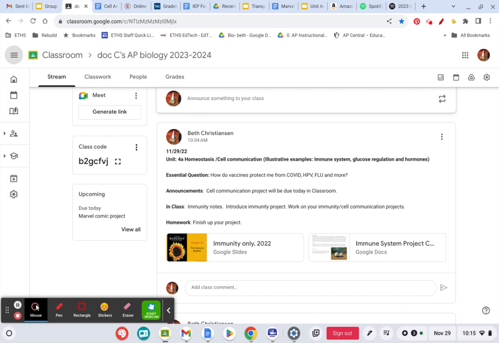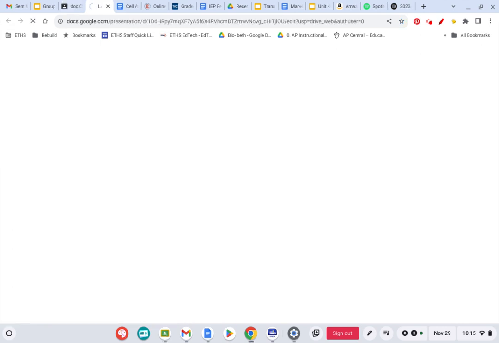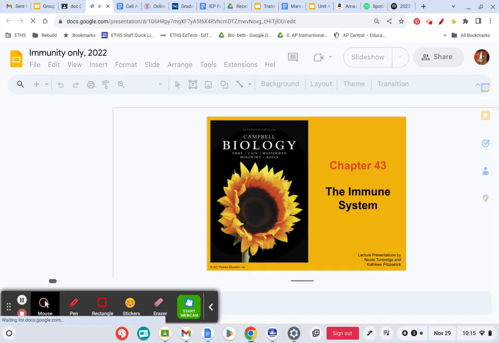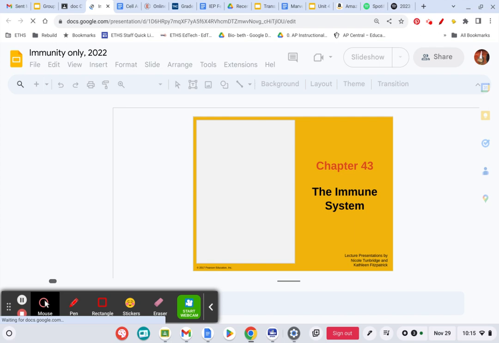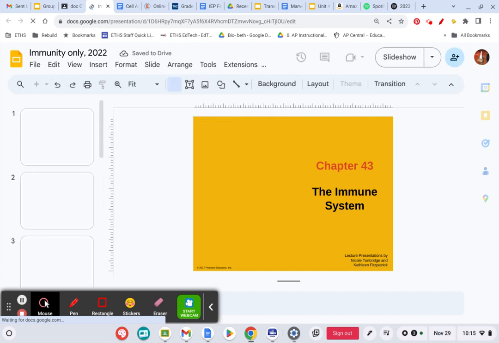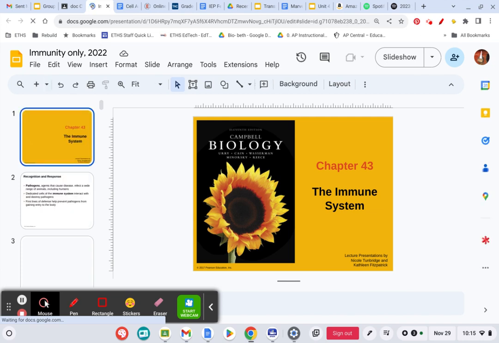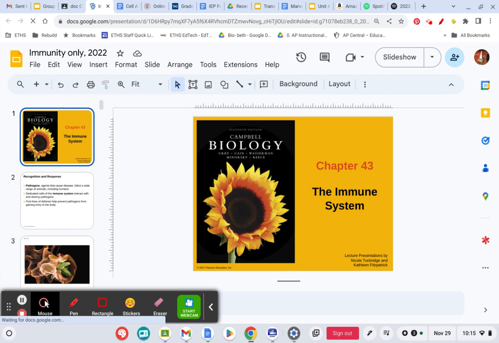So let's start off with immunity. It's one of those units where the irony is that the AP Board, College Board made it an illustrative example. We talked about illustrative examples before. Remember what those are? It's a fancy way of saying good examples of homeostasis. Back in the day, we were talking about homeostasis and we had a project on that. And now we need to talk about some illustrative examples, and the immune system would be an example of that.